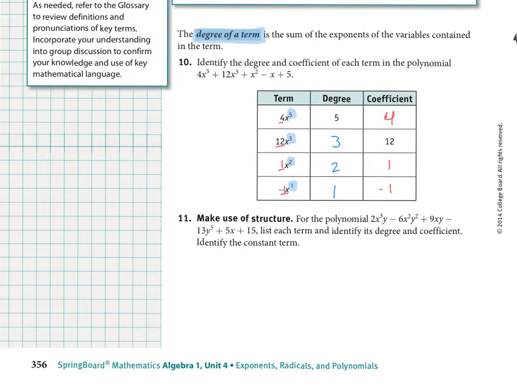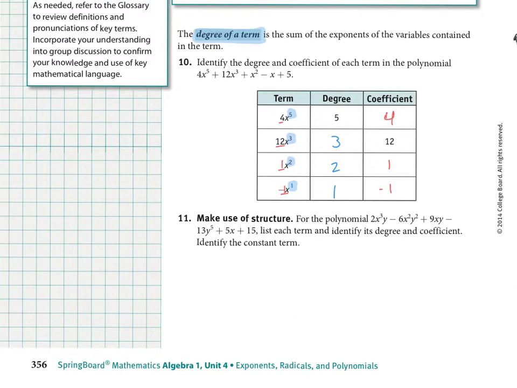So looking at the degree of a term here was pretty easy when we only have one variable with each term. But now let's step it up. Let's look at number 11. So it says for the polynomial, 2x to the 3rd y minus 6x squared y squared, plus 9xy minus 13y to the 5th plus 5x plus 15. Oh my goodness. It says list each term and identify its degree and coefficient. Identify the constant term. Holy cow, we have a lot that we have to look at here.